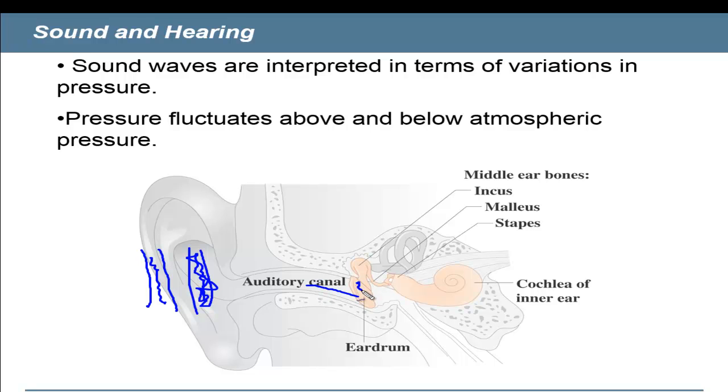So some rattling in here, which then rattles these three bones, the incus, malleus, and the stapes, I might not have pronounced those right, but it vibrates these three bones, and then it's eventually transmitted into nerve impulses and sent to the brain in order to interpret them as sound.